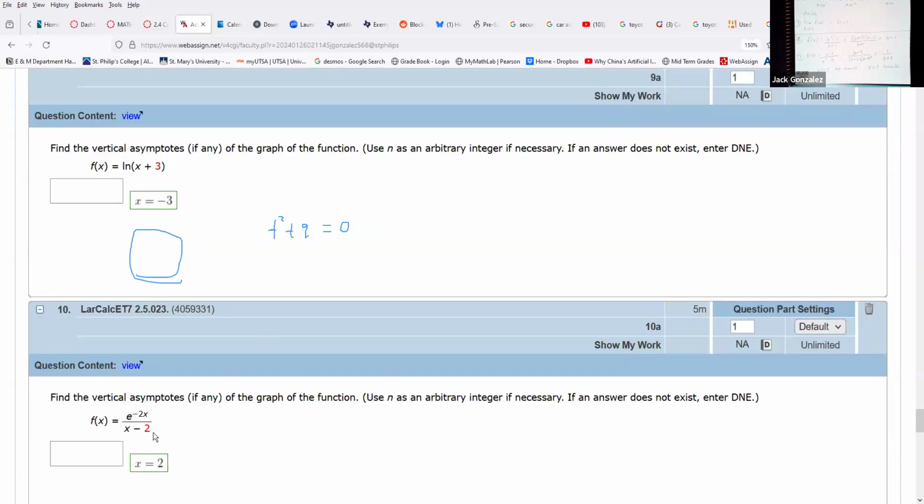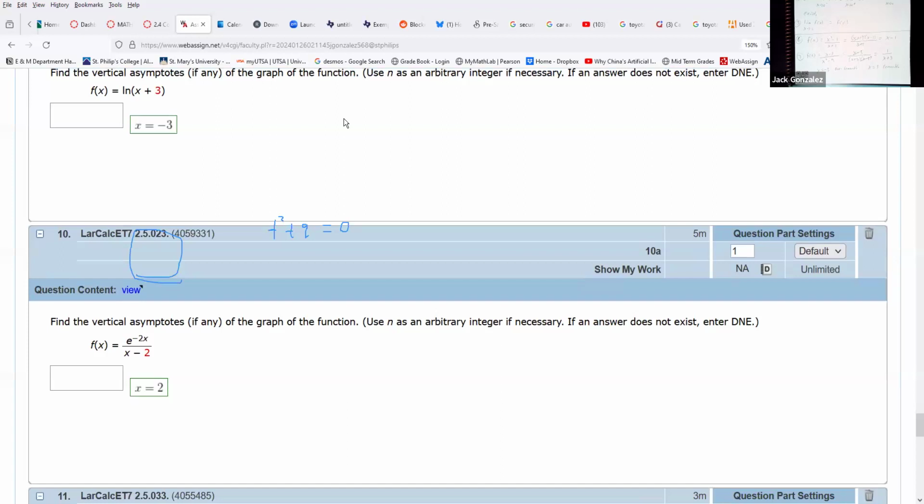Right here, you can see super easy in number 10. You see how 2 would make this bottom part 0 if I plug in 2. So all you would say is the equation x equal to 2 would create a vertical asymptote, a vertical line.